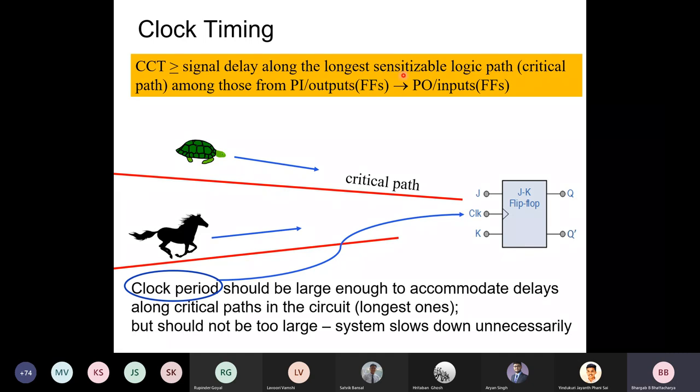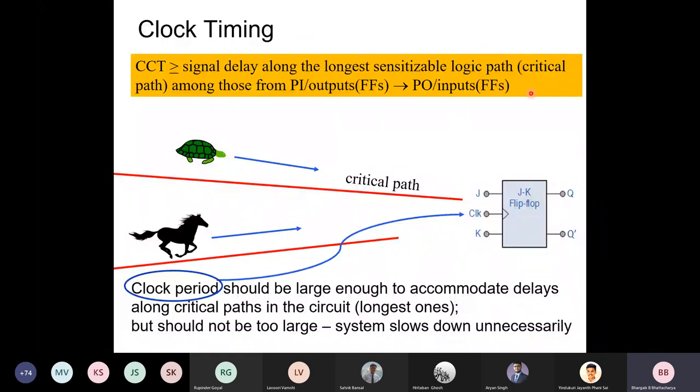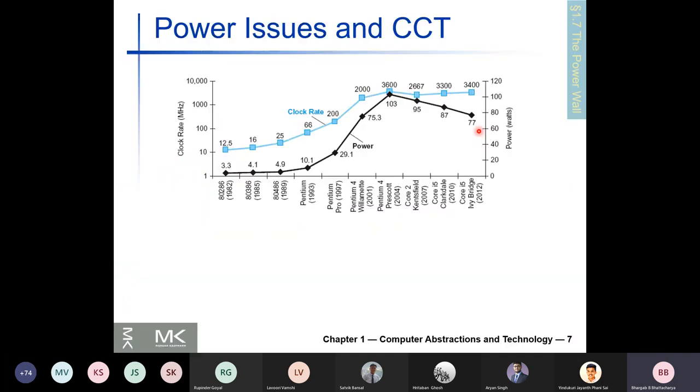So you look at the longest paths, and those are called critical paths. Which paths? From primary input to primary outputs, from the output of the flip-flop to the primary output, from primary input to the inputs of the flip-flops, and from output of the flip-flop to the inputs of the flip-flop. So there are four classes of paths. Among all these paths, you look into the longest sensitizable path and compute the delay of that path depending on the individual delay of the gates and the interconnecting wire. And your clock cycle time must be greater than this delay, isn't it so?